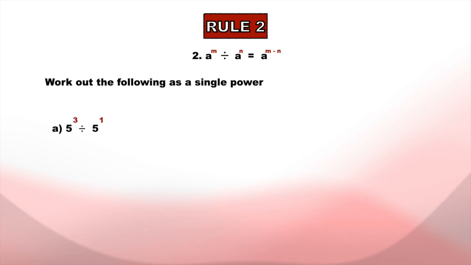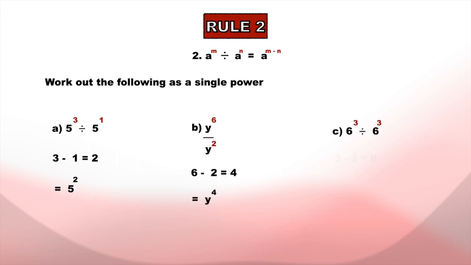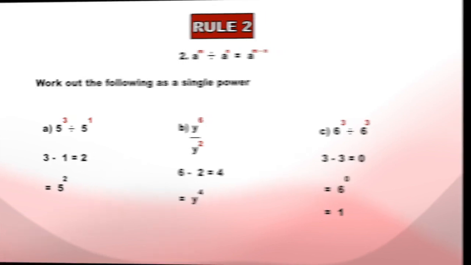Okay, first question, 5 to the power of 3 divided by 5 to the power of 1, we minus the exponents. 3 minus 1 is 2, so 5 to the power of 2. Part B, y to the power of 6 divided by y to the power of 2. Again, same rule since it's division. We minus the exponent. 6 minus 2 gives us 4, so y to the power of 4. 6 to the power of 3 divided by 6 to the power of 3. Again, we just minus, so 3 minus 3 gives us nothing. 6 to the power of nothing is actually 1, which is rule 6.